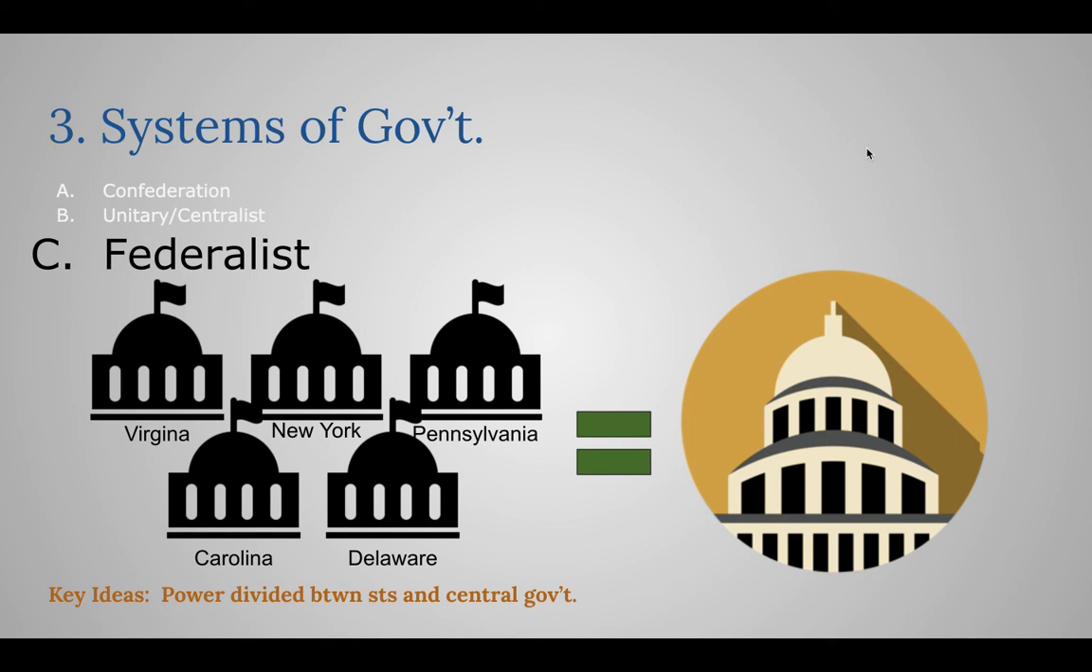This is where the power is divided between the central government and the local or the state governments. Neither is subordinate to the other. Both the state and central governments are independent in some areas. For example, in the United States, education is left up to the states. Each state runs its own education system. There's money from the federal government that goes to the states as long as they're meeting certain requirements, but ultimately the states have the right to run their education how they want.